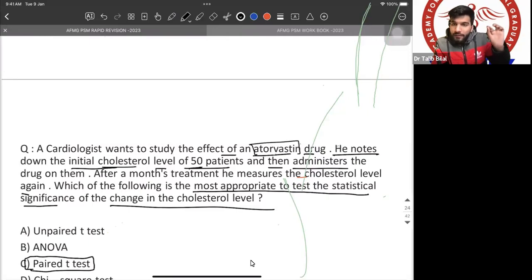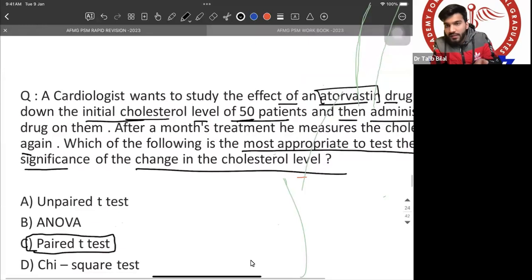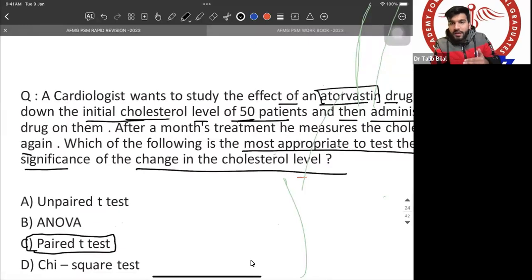So you have a parametric data, you have a quantitative data. Before the intervention and after the intervention, you have the same group. Which type of test will you mark, my dear students? Paired t-test. Now, if it had been mentioned that other 50 patients were prescribed this drug and they were compared between these two groups, then the answer would have been unpaired. Is that okay? Did you understand this?